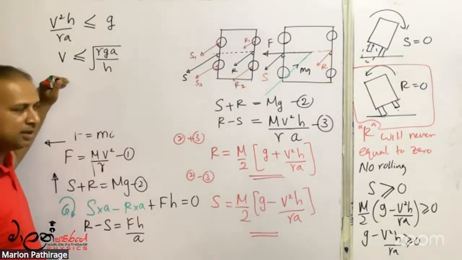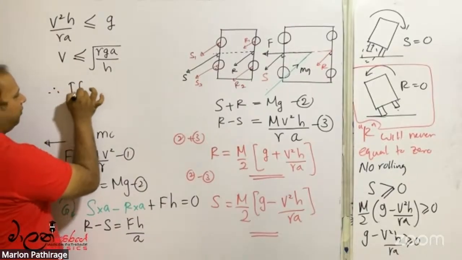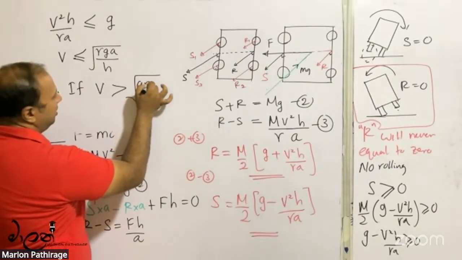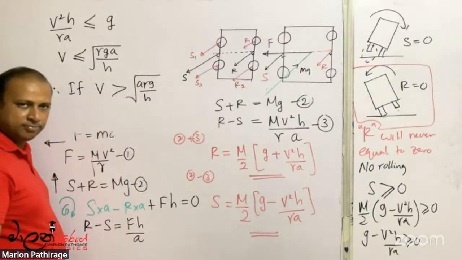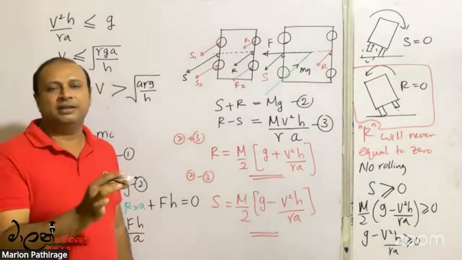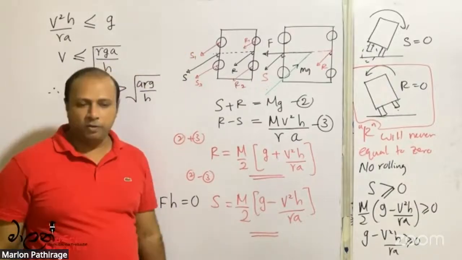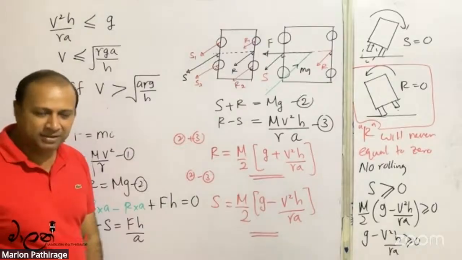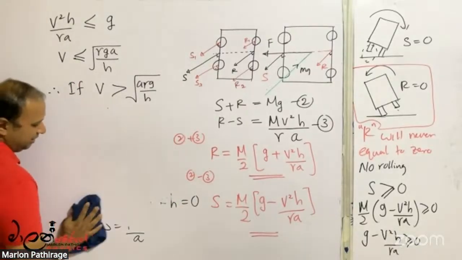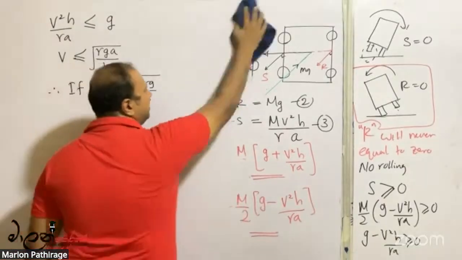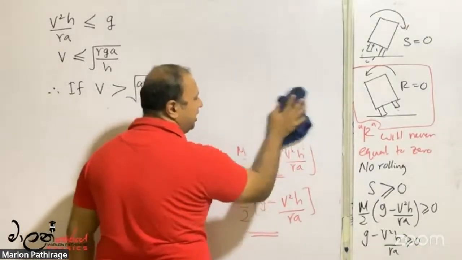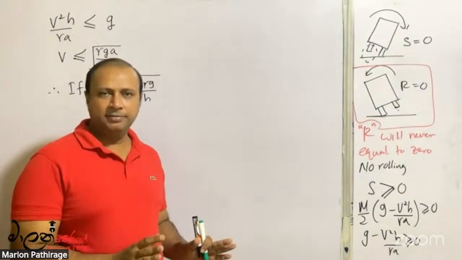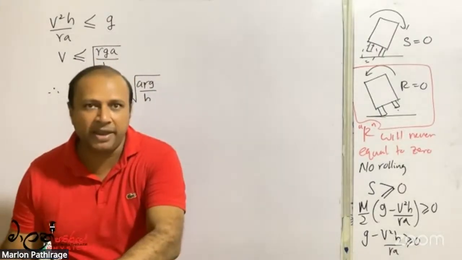no rolling. And on the other hand, I can say if this velocity is higher than this value, the square root of RGA over H, definitely this will roll into the outer direction. So the critical or limiting value means the equal scenario. That is the limiting condition. That is the maximum velocity that can be had by any vehicle in order to move in a bend without rolling.